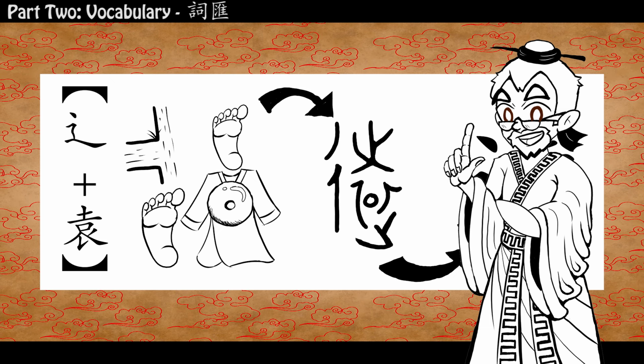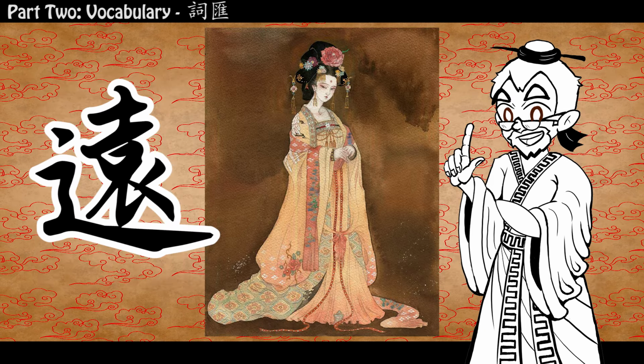The circle in the middle of the character is the primitive form of the character yuan, round, circle, and is the original phonetic element. But I hear you ask, what about the clothes radical? What does that have to do with anything? Well, have you seen a Chinese robe before? Those things go on for miles.